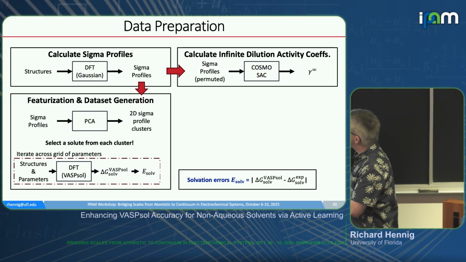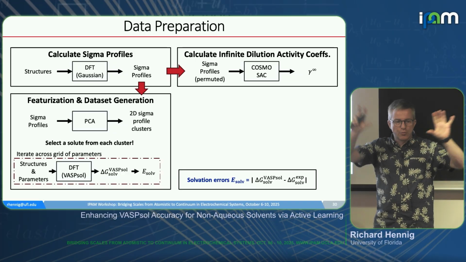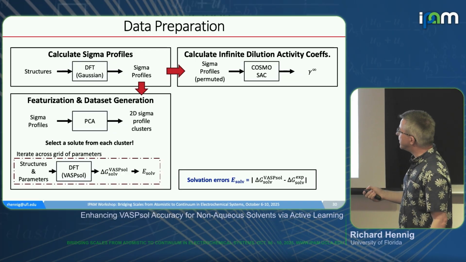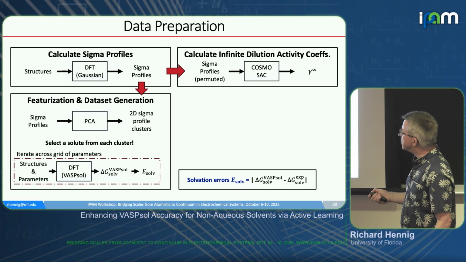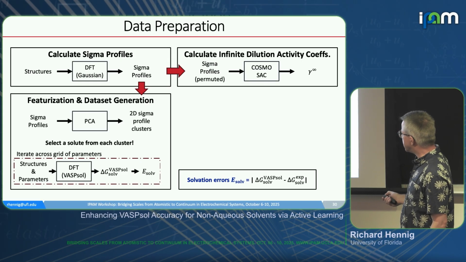I've already mentioned that we use those sigma profiles to see which molecules are similar, which ones you have to look at. We did that PCA on the 2D sigma profiles and selected a solute from each cluster. Now you have a set of selected solutes, a set of parameters. We did the DFT calculation, get our solvation energy with DFT, can compare that to the experiment, and get what I call E, the error in the solvation model. How large is the error between the DFT and the actual experimental solvation energy? Here's the equation for that.